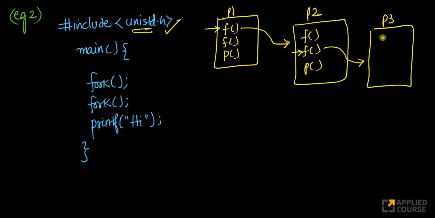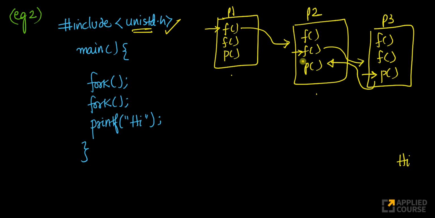Let's call this process 3. Again, this has 3 lines: fork, fork, printf. Where does the control go? The control goes here now, right? Because this is the parent, this is the child, this is the child of this. This is its parent, this is its parent. Now this printf, so what happens now? We print hi. Let's write whatever the printf prints here. This is done. Look at this. Once this is done, what happens? The control goes back to this line now.